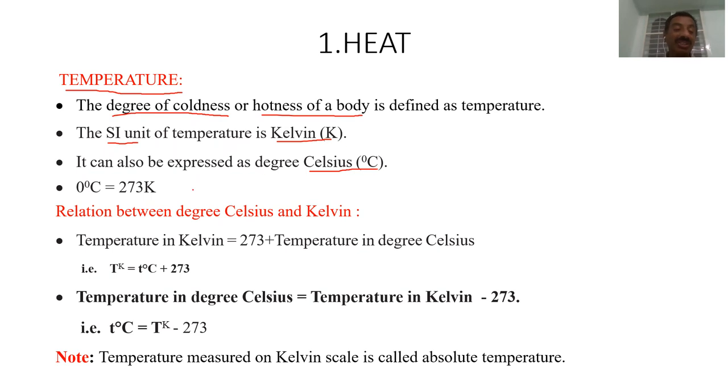Relation between degree Celsius and Kelvin: 0 degree C is equal to 273 Kelvin. Temperature in Kelvin is equal to 273 plus temperature in degree Celsius. That means if the temperature is given in Celsius, to get the temperature in Kelvin we must add 273. Similarly temperature in degree Celsius is equal to temperature in Kelvin minus 273. If the temperature is given in Kelvin, to convert it into Celsius we have to subtract 273.